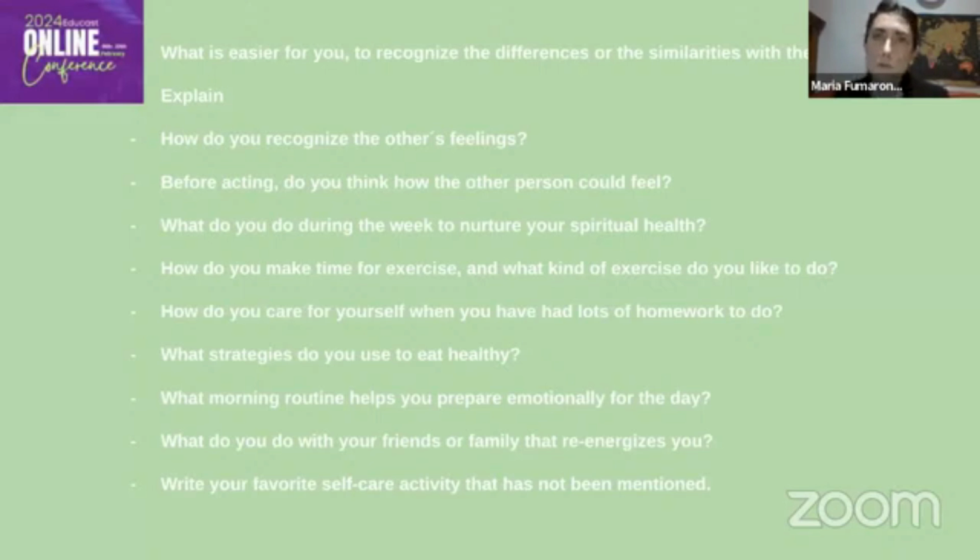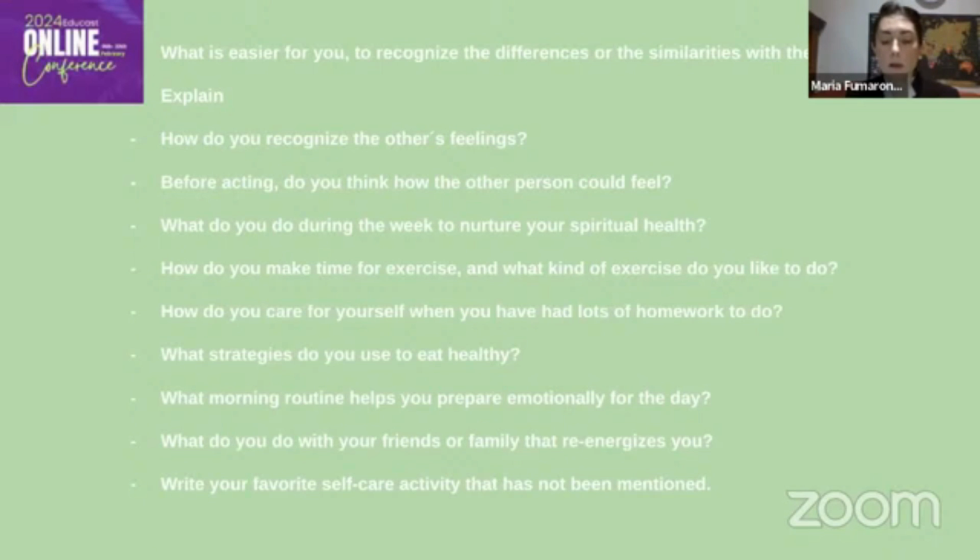What I usually do with the students in order to approach this topic is talk about the SDGs, Sustainable Development Goals, through different short videos, so we can create a kind of empathy and we can develop the topic better. So also, how do you recognize the other's feelings? This is a good question.